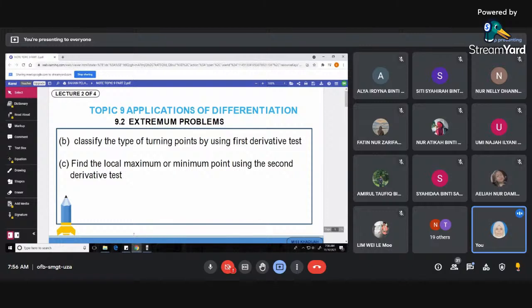Okay, class. Today we are going to learn lecture 2 of 4, which is 9.2 extreme problem. Okay, so B, you need to classify the type of turning point by using first derivative test, and C, find maximum or minimum point using the second derivative test.